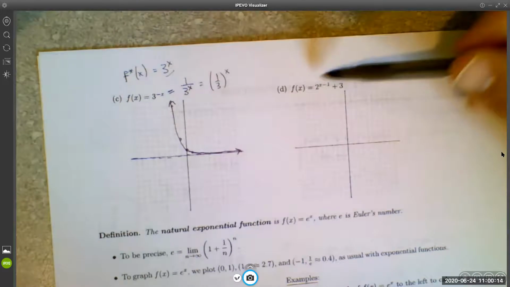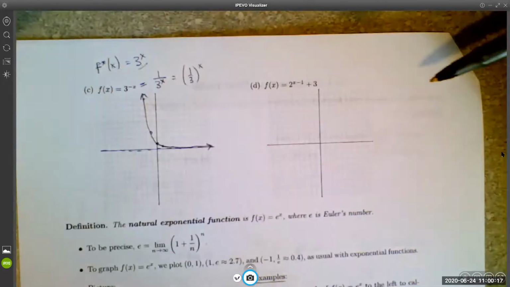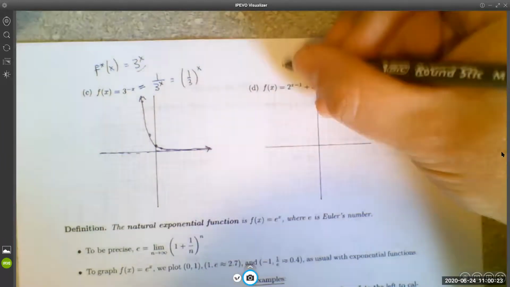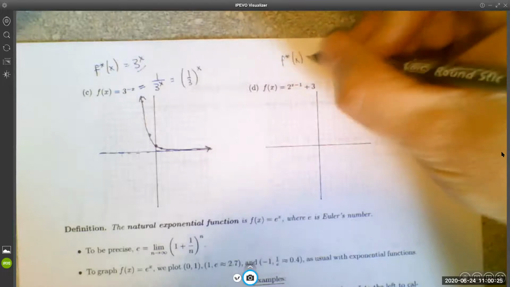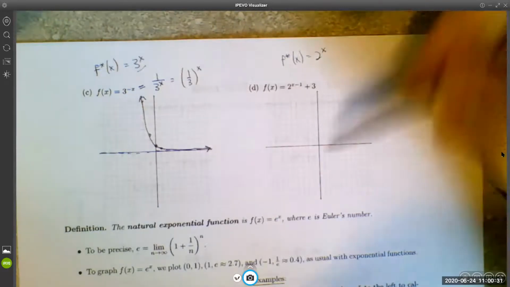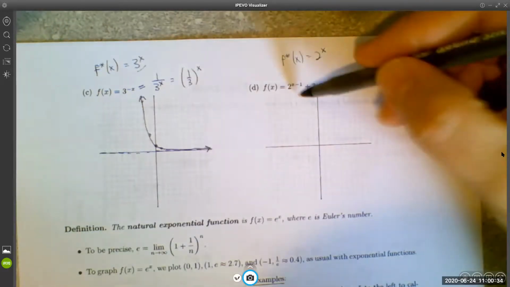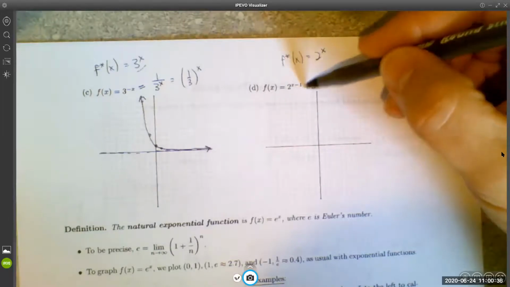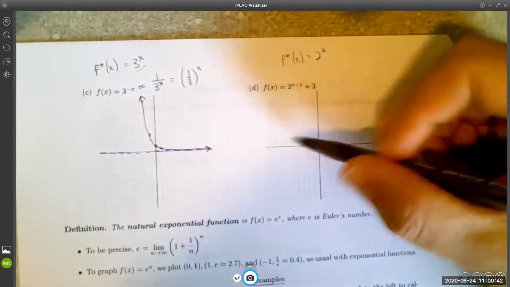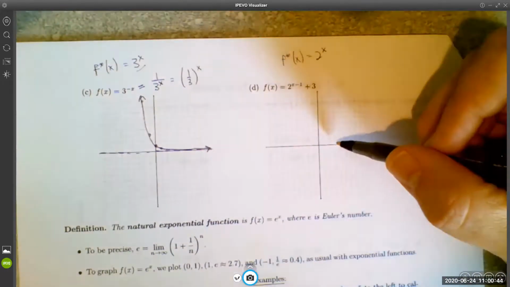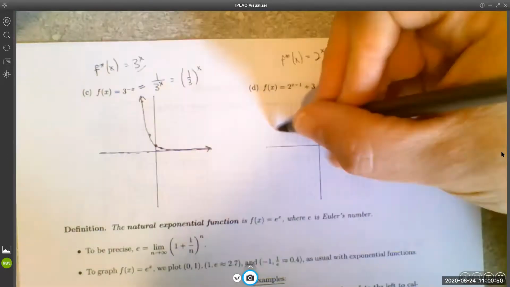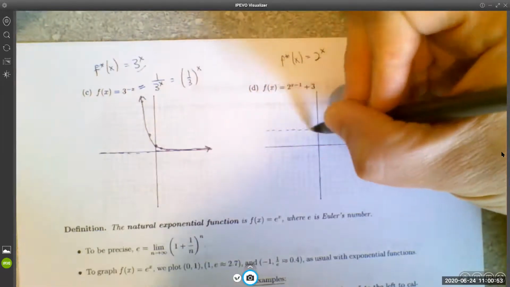Okay, let's do one where we have some transformations. So this is 2 to the x minus 1, plus 3. This function is just, again, if I call this f star or something, it's just a transformation of f of x equals 2 to the x. So we're going to take this function and shift it right 1 unit and up 3 units. So the horizontal asymptote at y equals 0 goes right 1 unit, so that's still a horizontal asymptote at y equals 0, but then it goes up 3 units, and it ends up being a horizontal asymptote at 3.